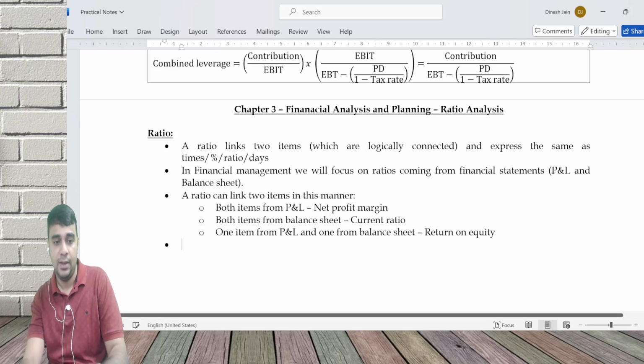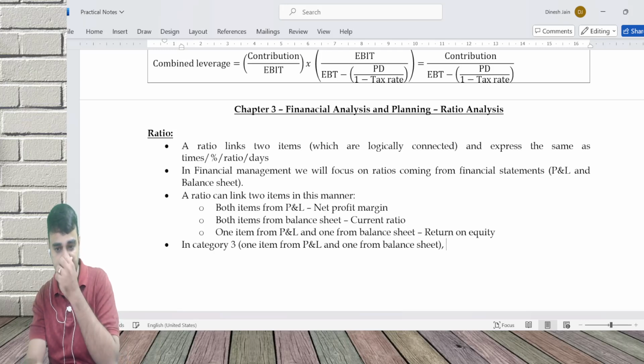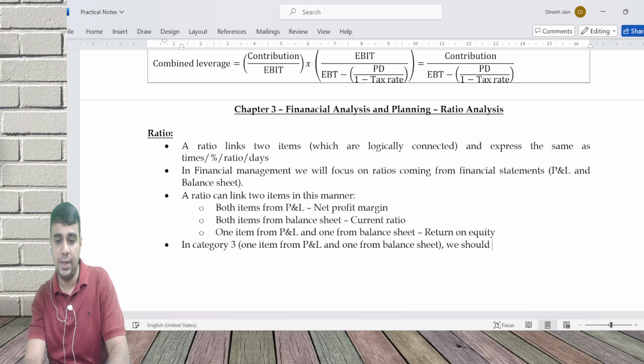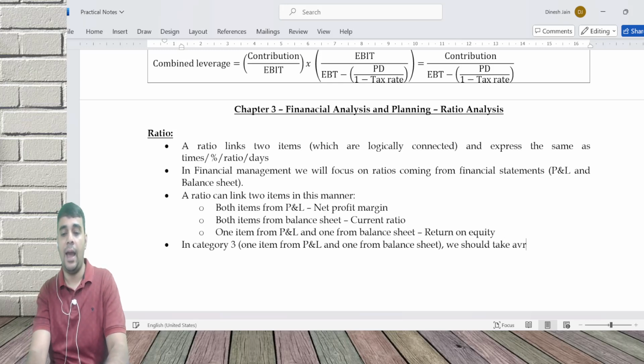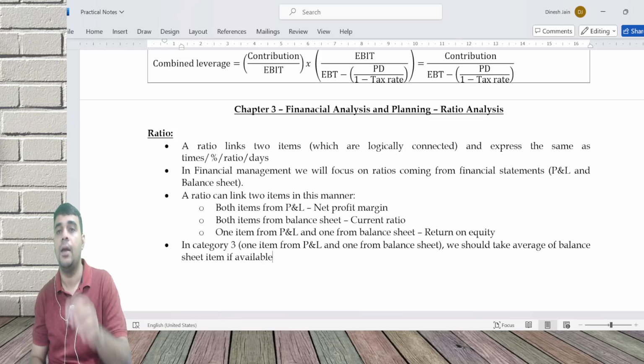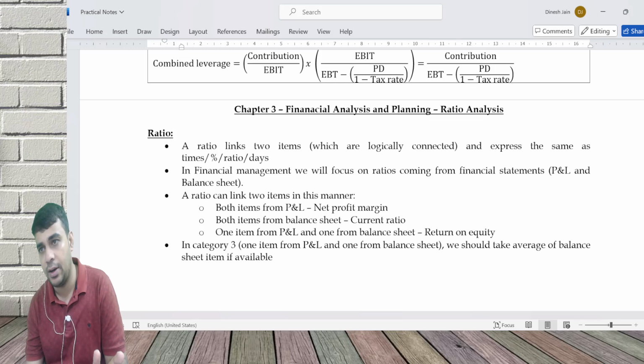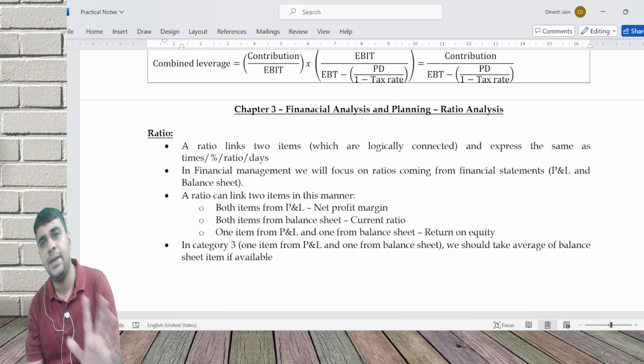Now just write in category 3, in bracket, one item from P&L and one from balance sheet. We should take the average of the balance sheet item available. In 90% of our questions we will not have the data to take average. That is, they'll not give the opening balance sheet. But wherever available, please go ahead and take average.